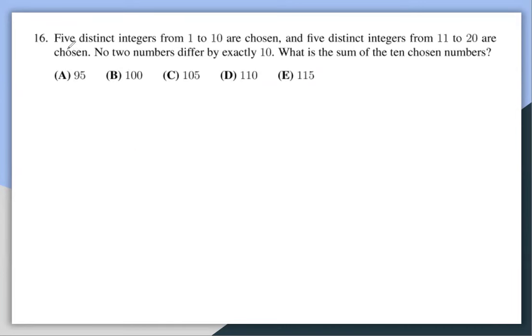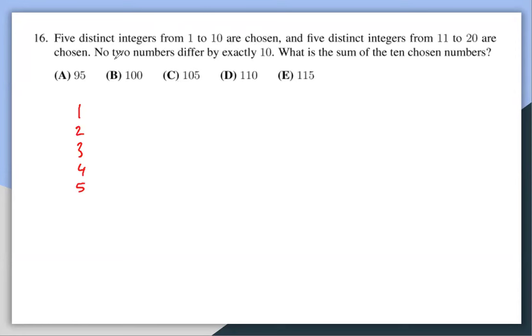Number 16 now. 5 distinct integers from 1 through 10 are chosen, and 5 distinct integers from 11 to 20 are chosen. No two numbers differ by exactly 10. What is the sum of those 10 numbers chosen? Okay, if this question is asked, it means we have only one final answer regardless of which 5 numbers we choose. So let me choose 1, 2, 3, 4, and 5 from the first list.